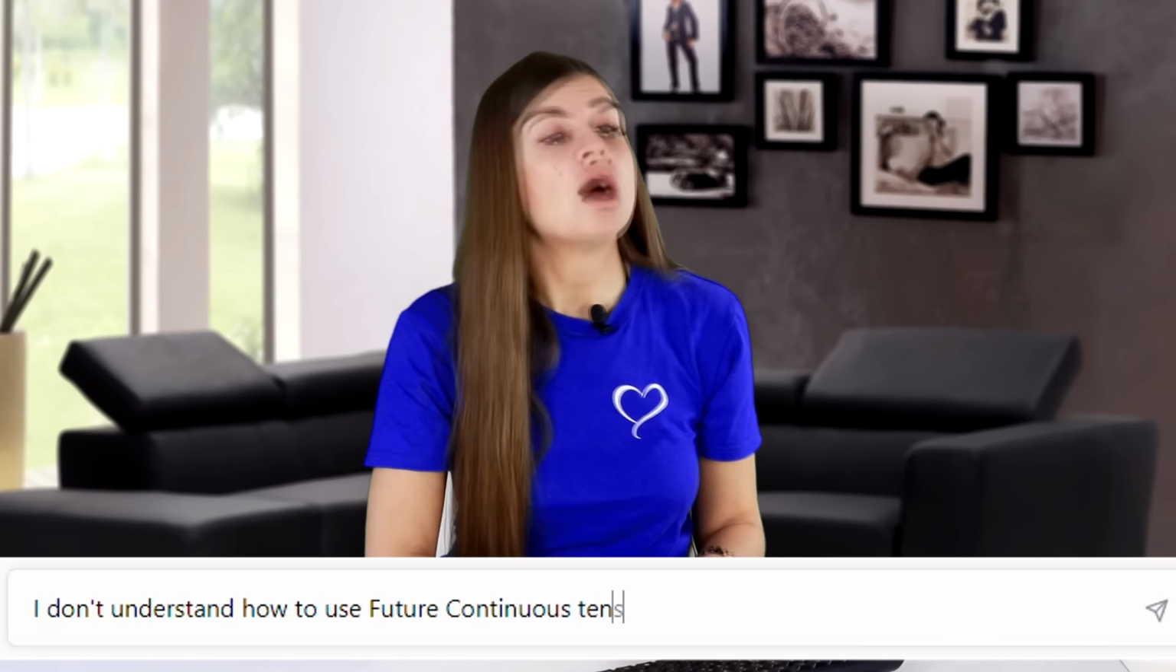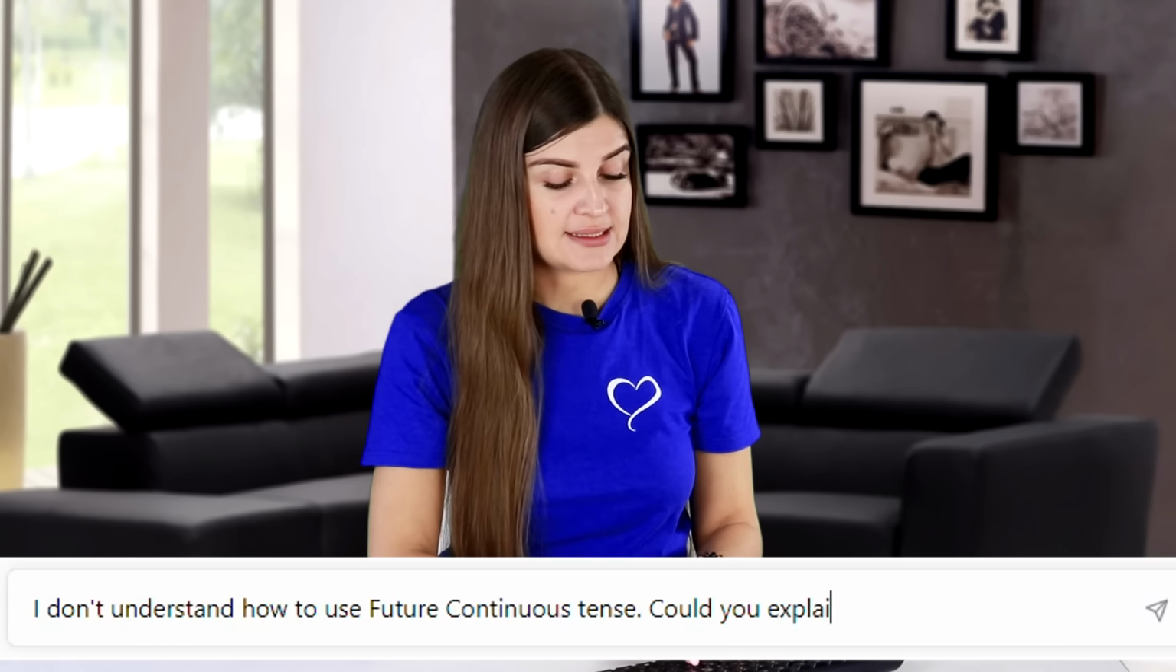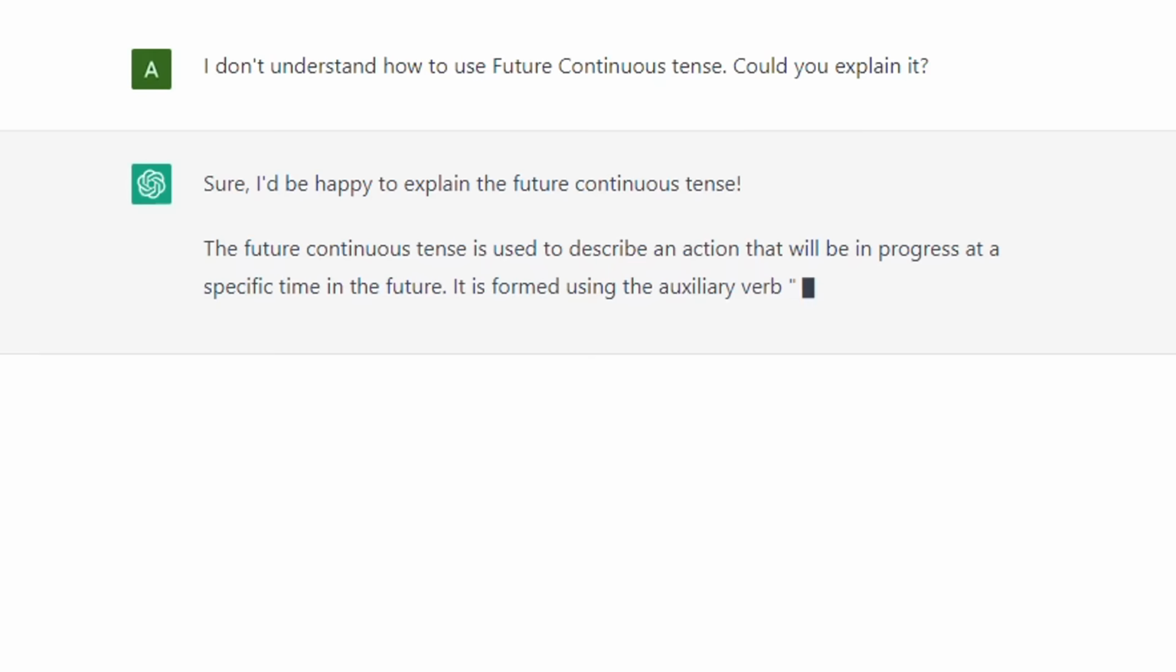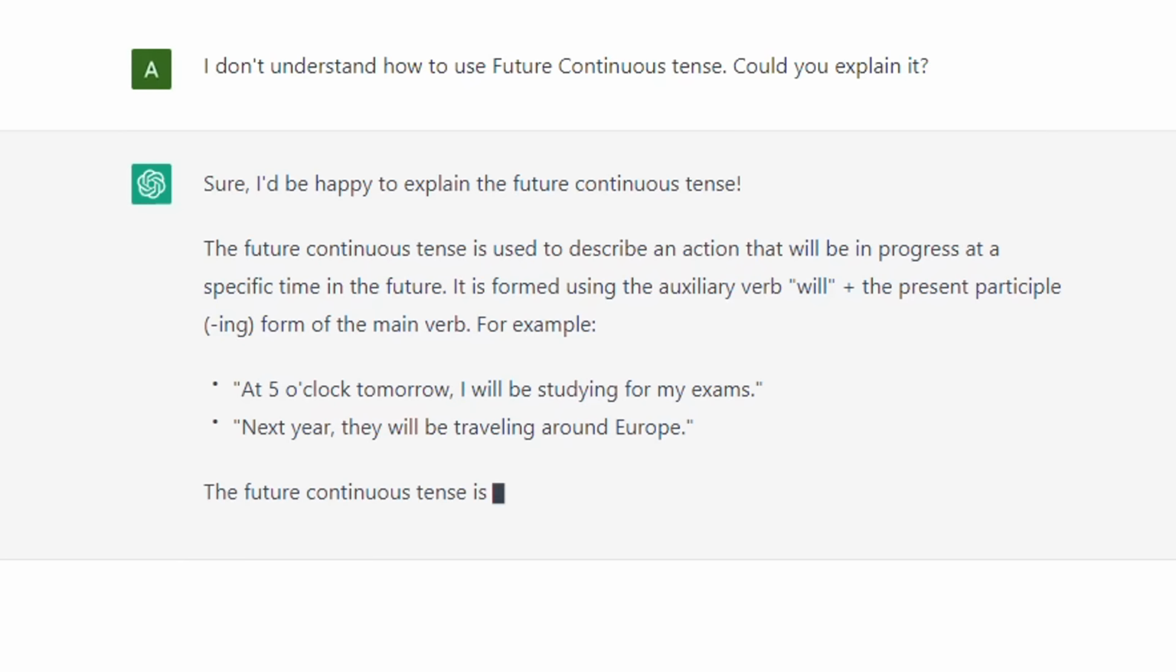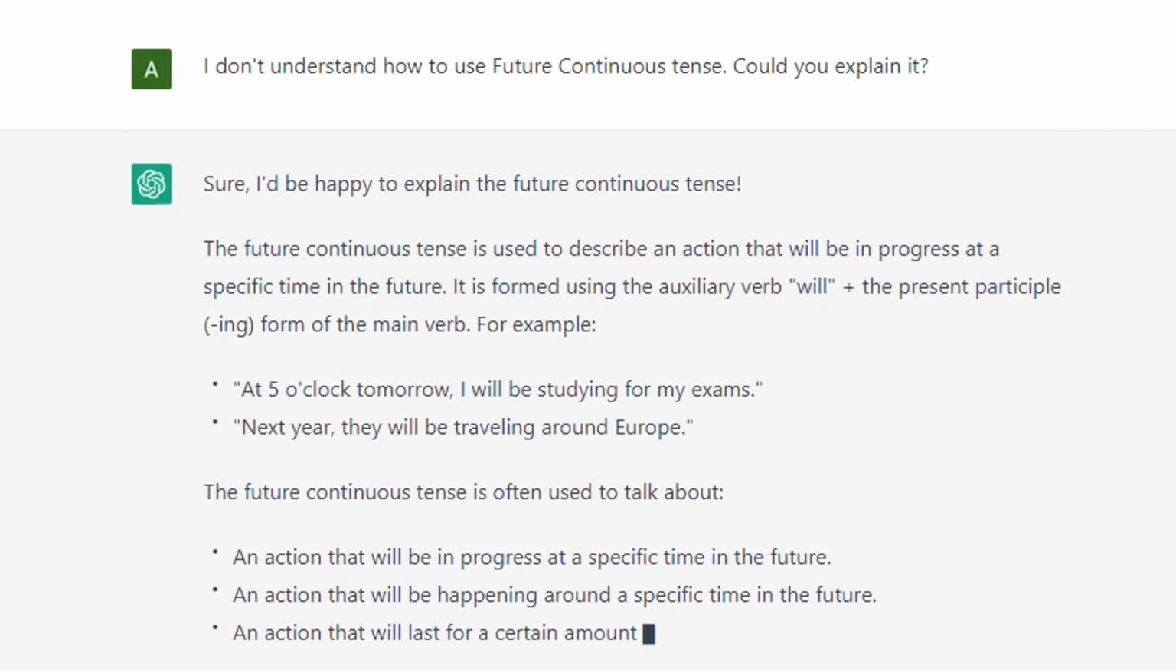Another great thing you can do is to practice your grammar with ChatGPT. So, first you can ask for an explanation on a certain grammar topic which is difficult for you. For example, I don't understand how to use future continuous tense. Could you explain it? And you get a short explanation. It creates it in seconds. So this is simply amazing.